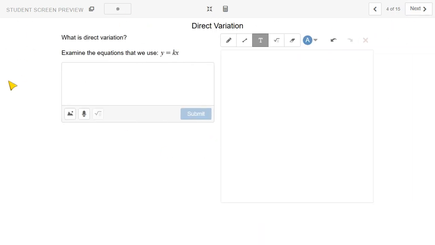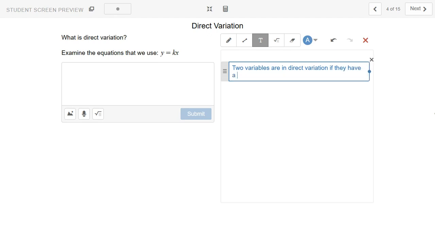Now, what we've just seen in all of those examples is a direct variation. So we say that the variables are in direct variation if they're increasing at a constant rate. Now, when we say a constant rate of change, we could also call that a variation constant. Same idea.